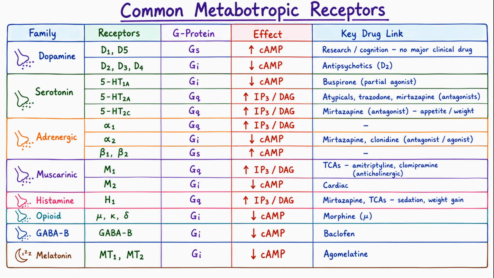Opioids, mu, kappa, delta, all Gi. Morphine works mainly at mu. GABA B is Gi, that's baclofen, and melatonin receptors MT1 and MT2 are Gi, that's agomelatine's mechanism. So notice how many antidepressants actually work through multiple receptors at once. Mirtazapine alone hits alpha-2, 5-HT2A, 5-HT2C, and H1. That's exactly why its side effect and efficacy profile looks so different from an SSRI, which is comparatively more selective.